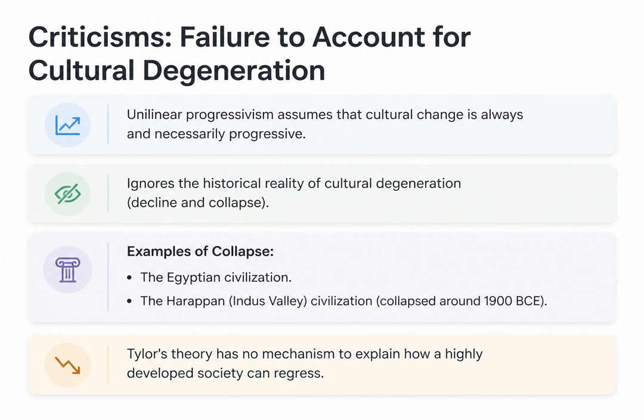Finally, Tylor's unilinear progressivism assumes that cultural change is always progressive, that societies only move forward and never regress. But the historical record is full of civilizational collapse. The Egyptian civilization declined, and the Harappan or Indus Valley civilization achieved remarkable urban planning and sanitation, only to collapse around 1900 BCE, its achievements lost for centuries. Tylor's framework has absolutely no mechanism to explain cultural degeneration, making it unable to account for a massive portion of human history.